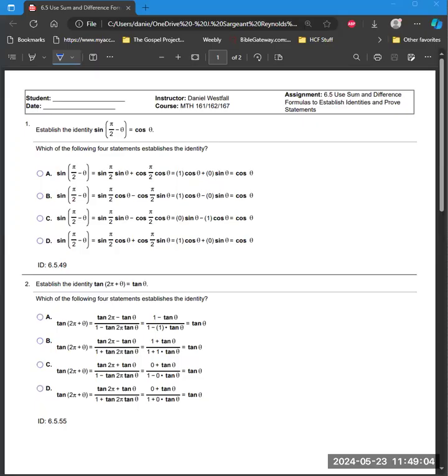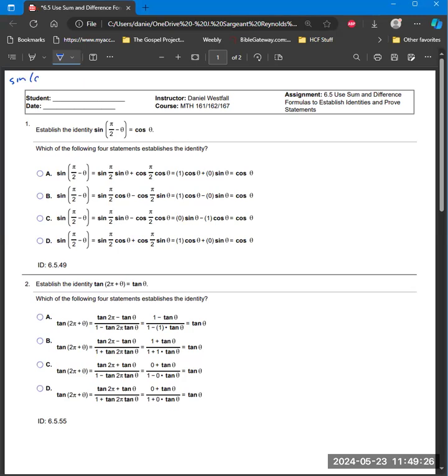In this video, we're going to use sum and difference identities or formulas to establish identities and prove statements from 6.5. Let's quickly refresh those sum and difference identities. I'm going to use alphas and betas. Your teacher may use x and y or capital A and capital B. They're going to be the same thing.